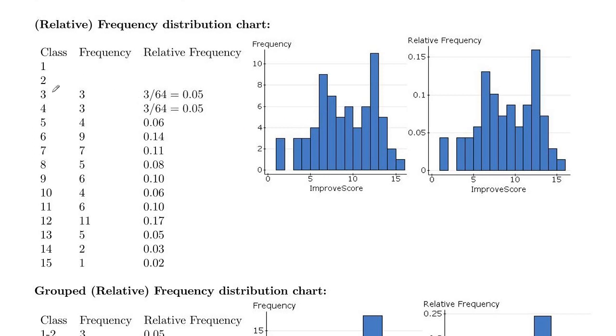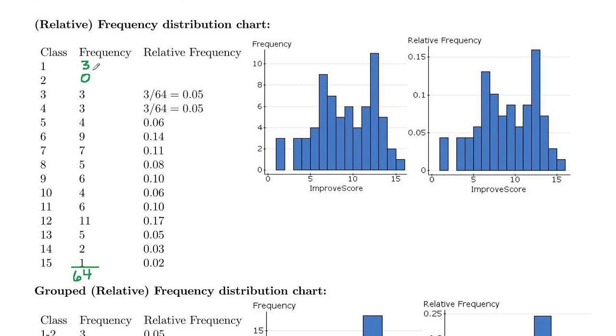So here I've listed the classes from 1 to 15, and then our frequencies. If you count the number of 1s in the data set, you'll get 3. The number of 2s, you'll get 0. Number of 3s, you'll get 3, and so on. Now, if you add up those frequencies, you'll have 64 total.